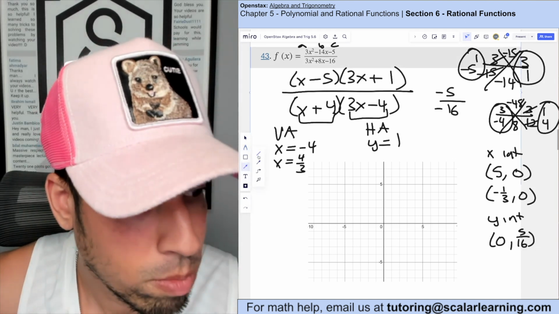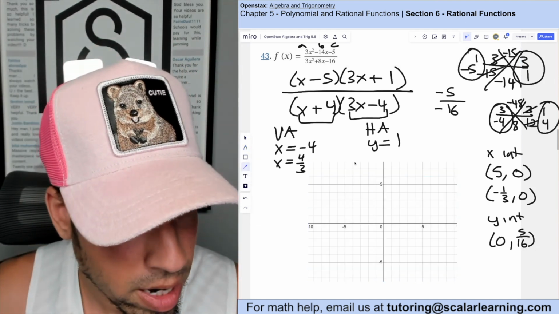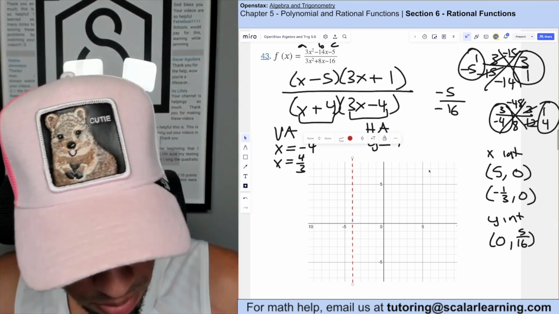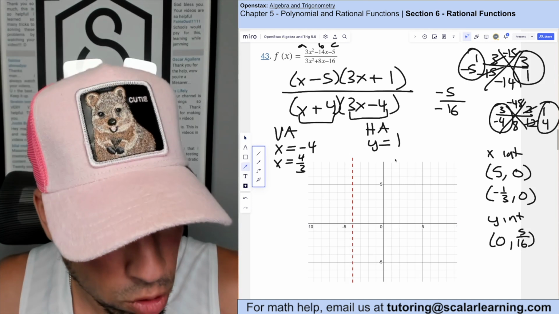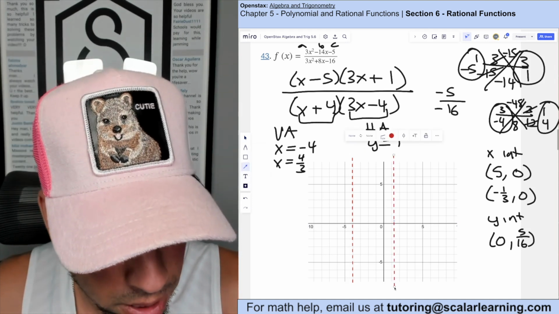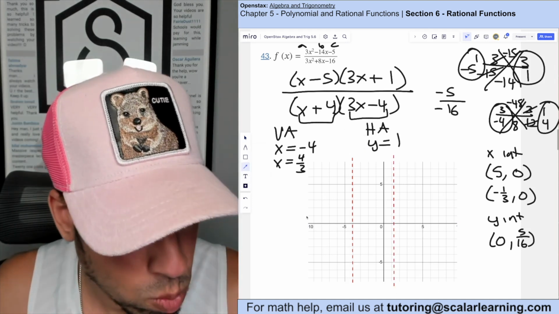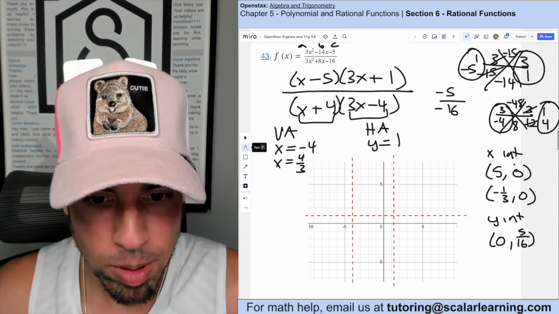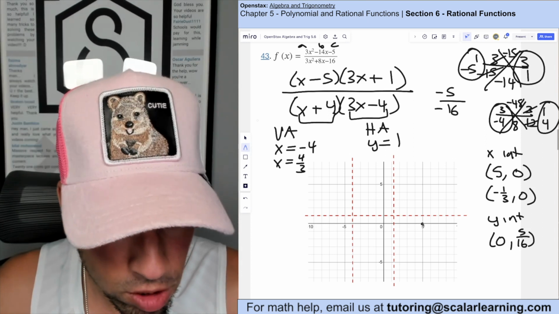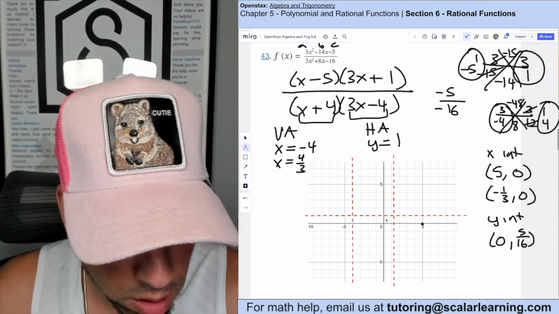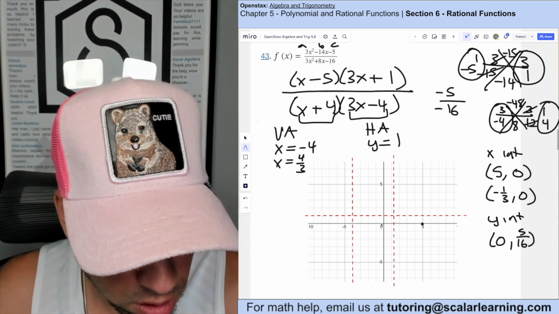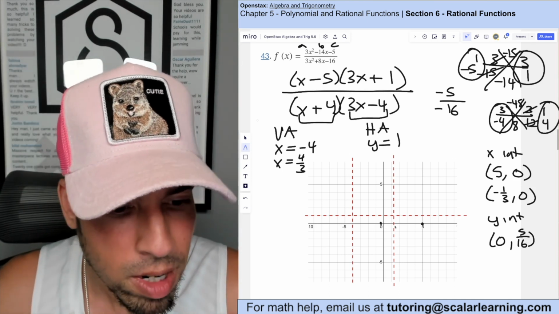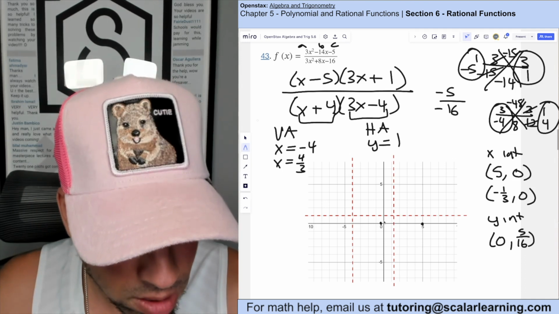So once again, I'm going to start graphing by graphing the asymptotes. We got x equals negative 4, which is over here. Then we've got graphing x equals 4/3, which is 1 1/3, which is approximately right here. Then we got a horizontal asymptote at y equals 1. So there's our horizontal asymptote. And then we got a couple intercepts that we want to plot. So we got 5, 0. We've got negative 1/3, 0, which is like right here. And then we got 0, 5/16 for the y-intercept. And that's like less than half. Let's say somewhere up here.